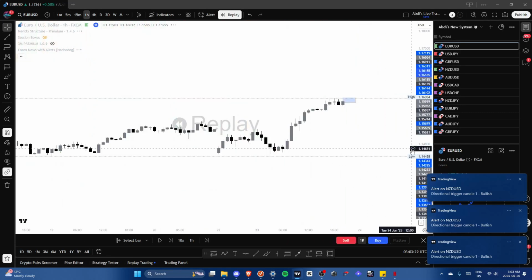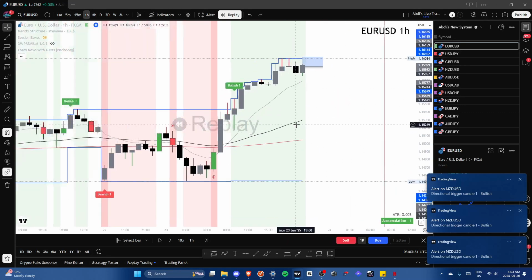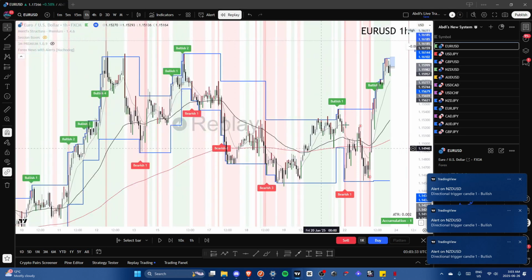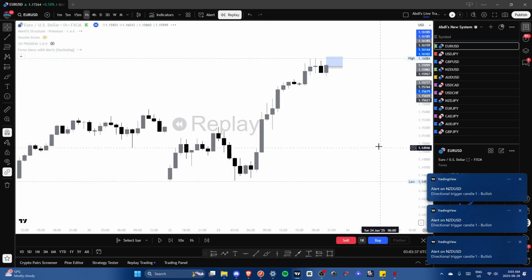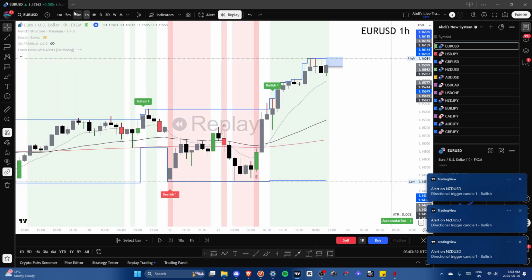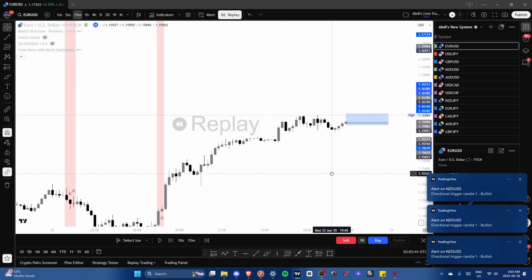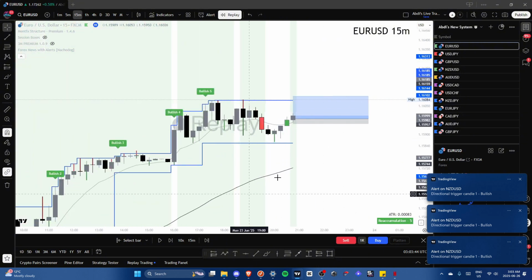Now we step down onto the 1-hour. We're seeing what's happening here. Right here, we see we got into an accumulation model. Perfect. And then from there, we just make sure that the 1-hour is above the 200 EMA, which it is. Then we step down onto the 15-minute. As we step down onto this 15-minute, we see here we have an A- setup in terms of the EMAs.